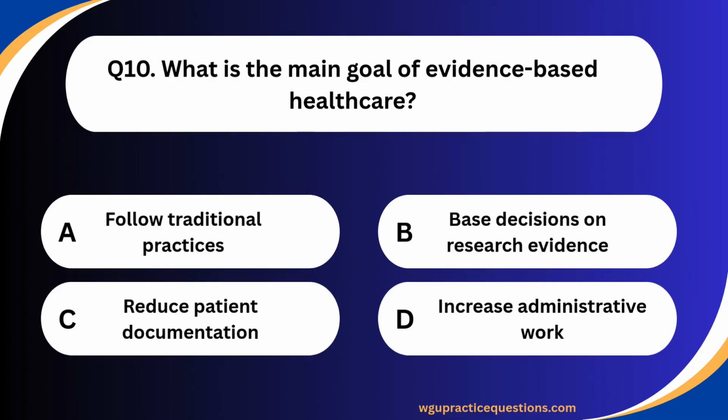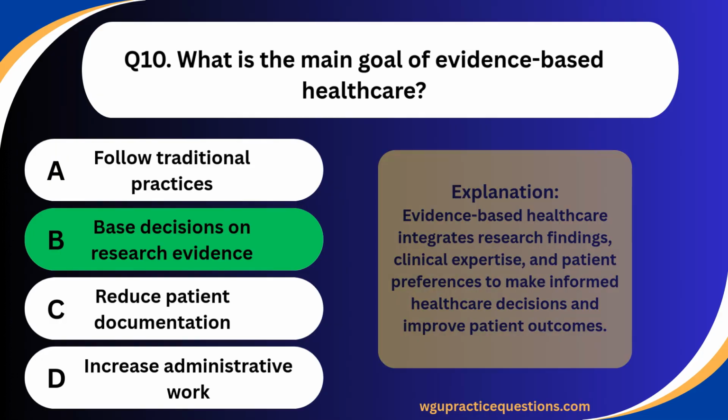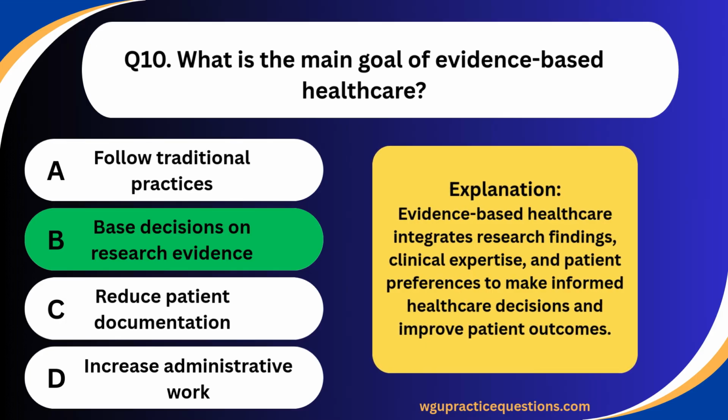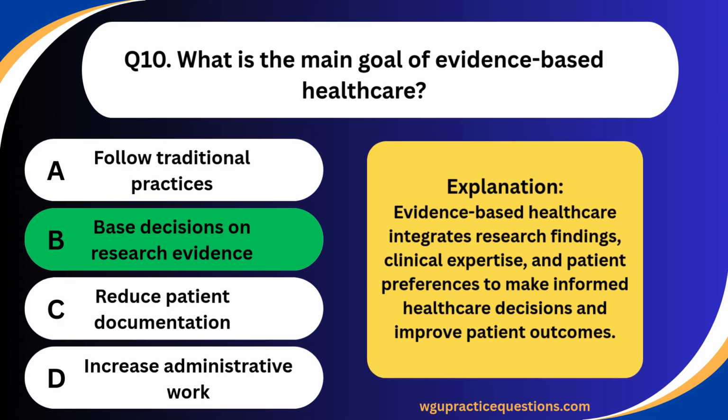Question 10. What is the main goal of evidence-based healthcare? A. Follow traditional practices. B. Base decisions on research evidence. C. Reduce patient documentation. D. Increase administrative work. Which one is the correct answer? The correct answer is B. Base decisions on research evidence. Explanation. Evidence-based healthcare integrates research findings, clinical expertise, and patient preferences to make informed healthcare decisions and improve patient outcomes.